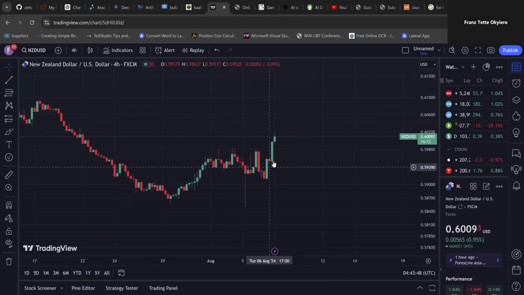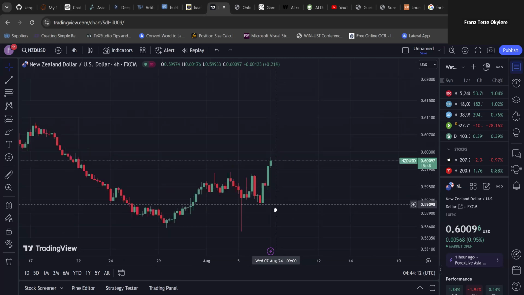So the blue candles are bullish. That means that price is going up. They indicate an upward movement, an incrementing value of price. Okay, it's a mouthful. It's too early in the morning.